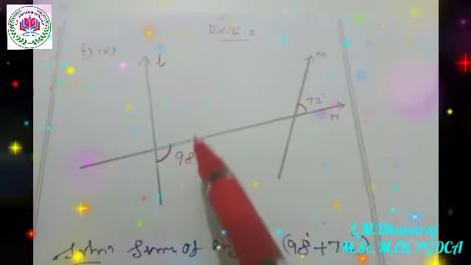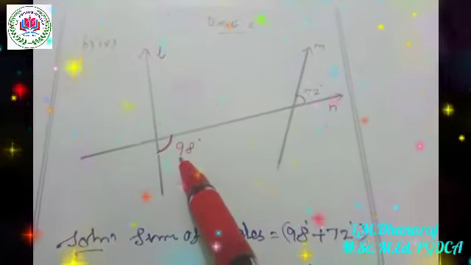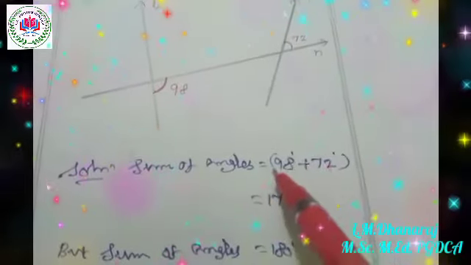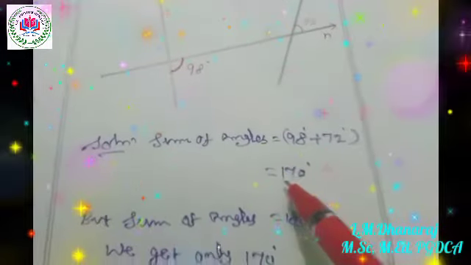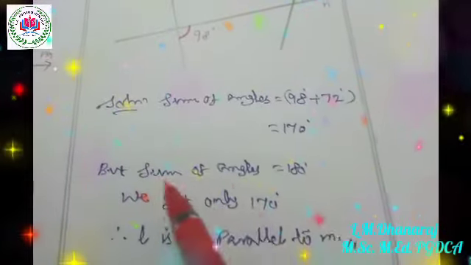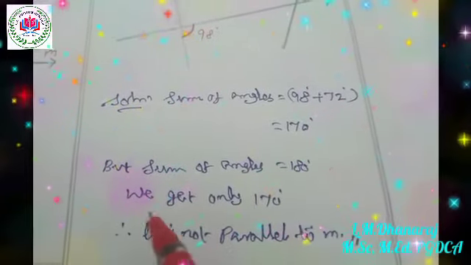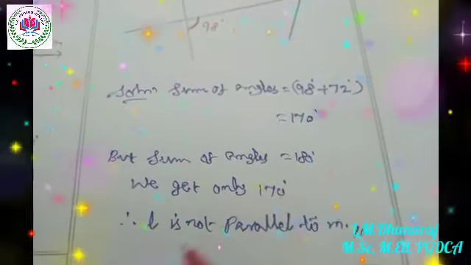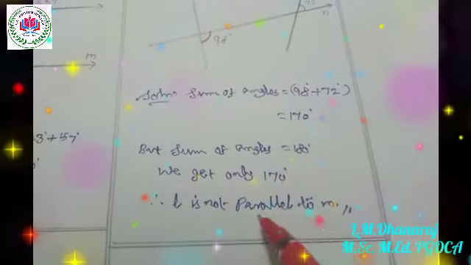Now let's move on to the fourth subdivision. We have to add this 98 degree plus 72 degree. 98 degree plus 72, we will be getting only 170. But the sum of the angles should be 180 degree, but we get only 170 degree. Therefore, L is not parallel to M.